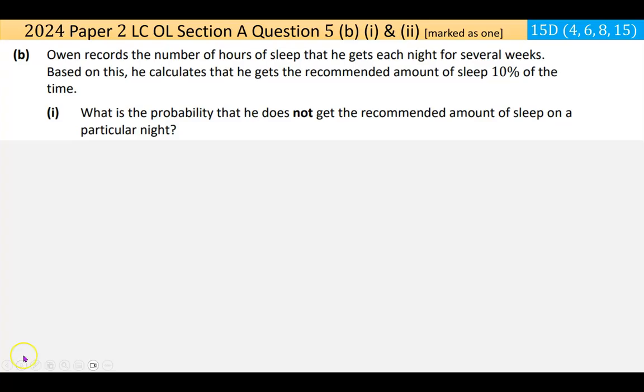Now, part B, parts 1 and 2 are marked as 1, and they're worth 15 marks.